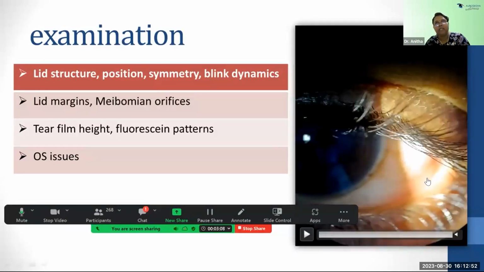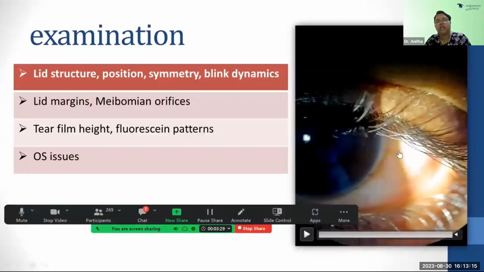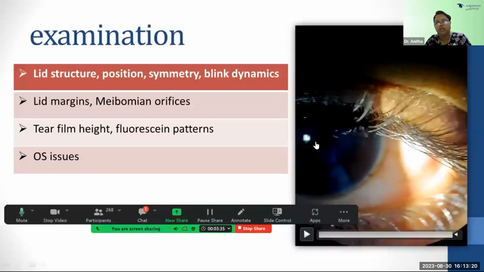So this should be the line of examination. First the lid position, lid margin, the blink reflex, and then the lashes, and then the inferior fornix, and then the superior fornix. I invert the superior tarsus and look for any foreign bodies. And then the conjunctiva, the limbus and the cornea. Look for any congestion in the conjunctiva, whether it is confined to the limbus or in the cornea. Also examine the tear film.